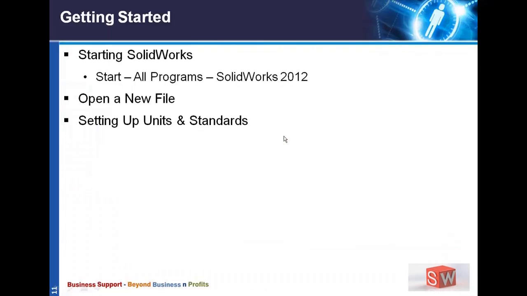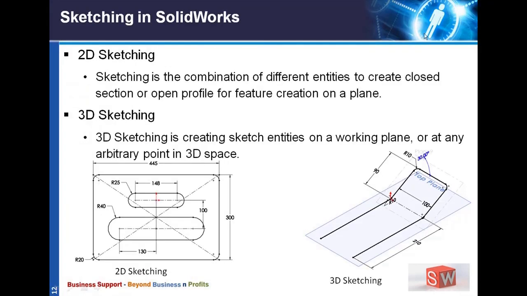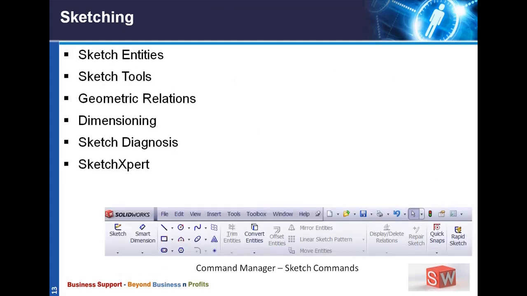On the 3D sketch, in 2D sketching, what do you do? 2D sketching is the combination of different entities to create a closed profile or an open profile on a working plane or a plane. In 3D sketching, you create entities on a plane or at an arbitrary point. That's what we are saying, we create a line in X, Y, Z direction, or it may be in an arbitrary point. Now let us look into SolidWorks how we can create these two before we know these topics.